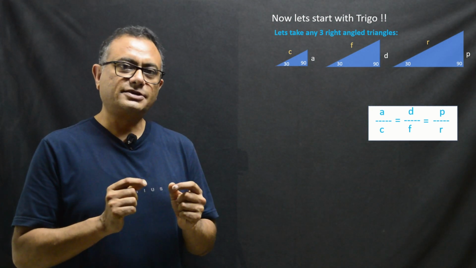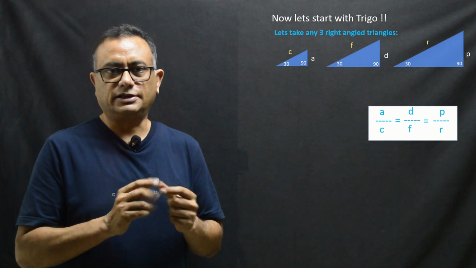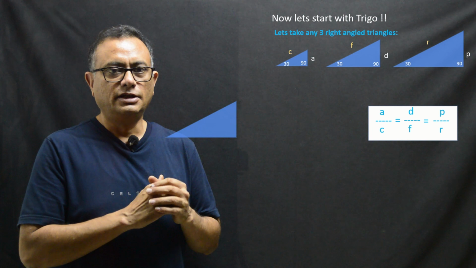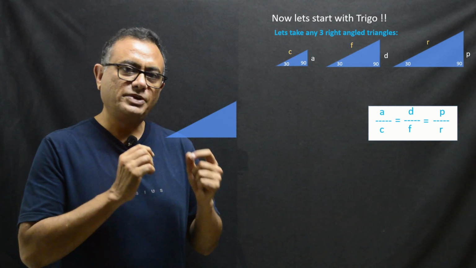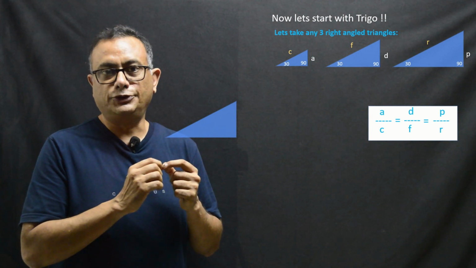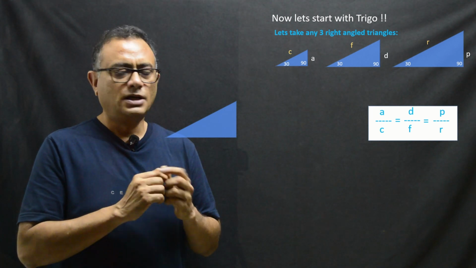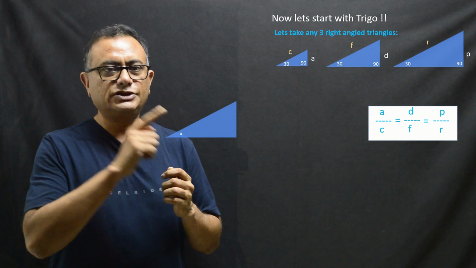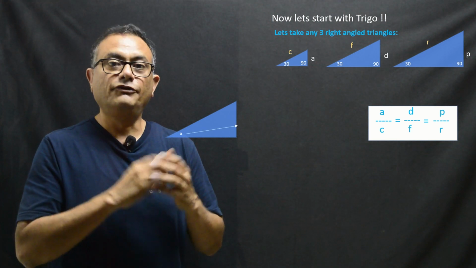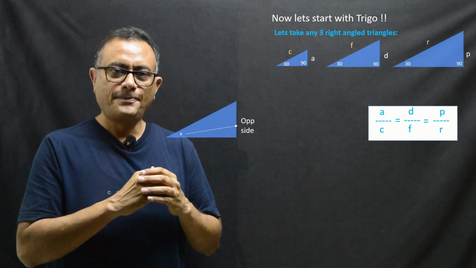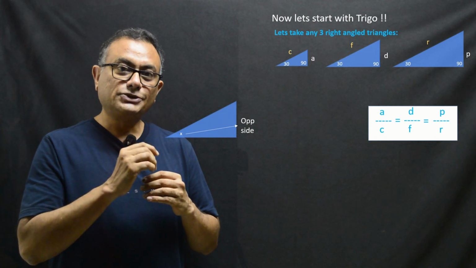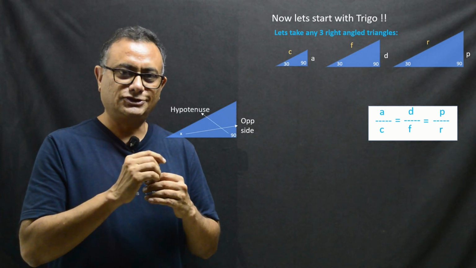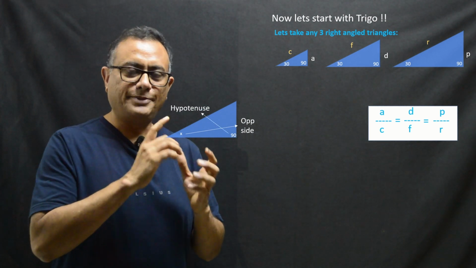Now in a right angle triangle, there are some nomenclature that we need to be aware of. Okay, so let's take this right angle triangle and see what is the specific nomenclature that we need to use with respect to the sides. Assume that this angle is X. So the side which is opposite to angle X, we call it as the opposite side. But the side opposite to angle 90 is given a special name. It's called hypotenuse. So opposite side and hypotenuse.